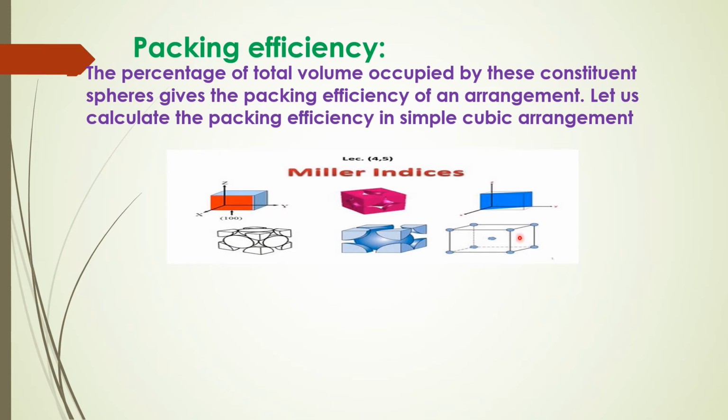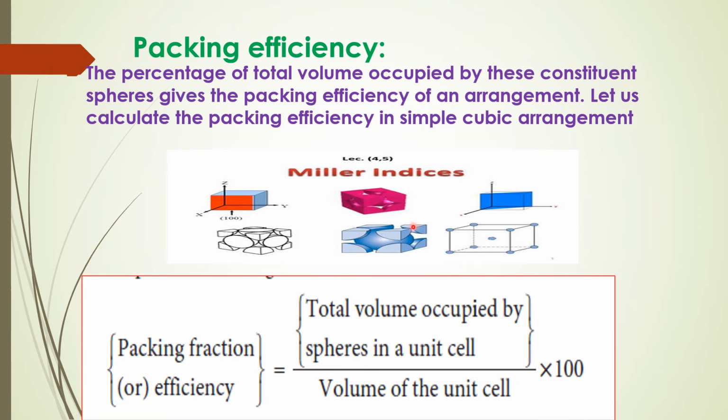We have a formula. Packing fraction or packing efficiency is equal to the total volume occupied by the spheres in the unit cell divided by the volume of the unit cell, times 100. What is the total volume occupied by the spheres? How much space is required for placing the crystal, divided by the volume of the unit cell. We have the volume of the unit cell, and when we put it in, we can get the answer for packing efficiency.